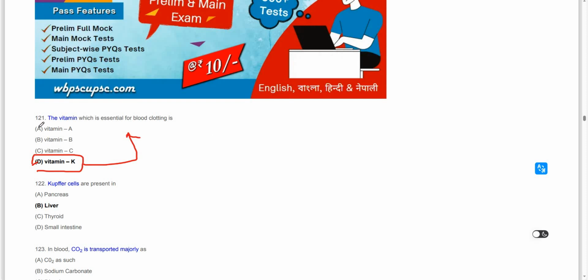Moving on to the next, Kupffer cells are present in the liver. So in the liver, Kupffer cells are present.